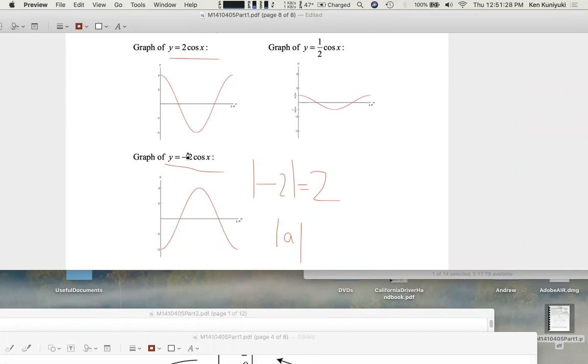So we've described the impact of A, this number in front of sine of x or cosine of x. It can lead to a vertical stretching or shrinking, and if A is negative, it leads to a flip. Next, we're going to consider what happens if we put a number in front of the x. That's next time.